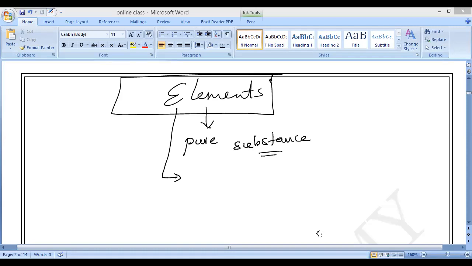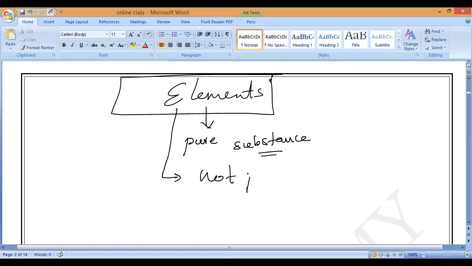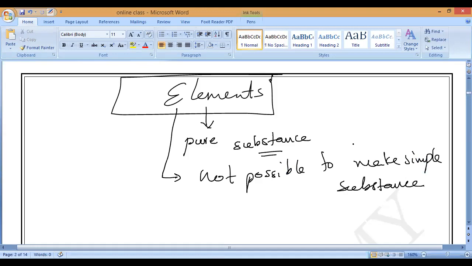By heating, by providing energy, we can melt it. We can change the state, solid to liquid, liquid to gas. But we cannot break it into further. Do you understand, all of you? That is what is called elements. Write it, please. An element is a substance not possible to split to make simple substances. Is it yes or no? Yes, sir. That is what is called elements.